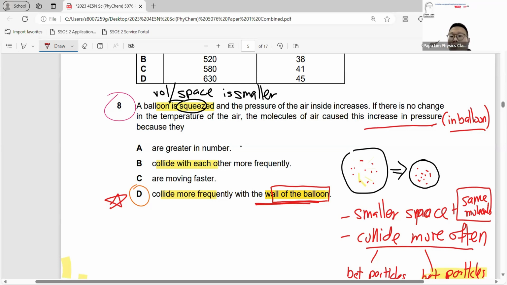So for students who are doing the MCQ questions, you have to read the question carefully. Be it paper 1 or paper 2, you have to read the question carefully. You must be precise, you must be concise, you must know what the question is asking for.